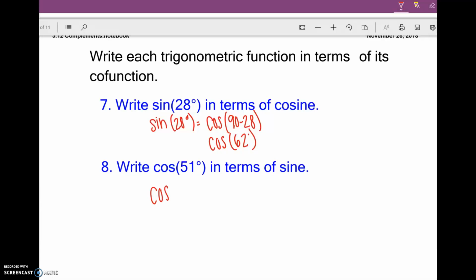Cosine 51 degrees, we want to write that in terms of sine. So the cofunction of cosine is sine. So we're going to do 90 minus 51. And that would give us sine of 39 degrees. Good, so again, cofunctions there.